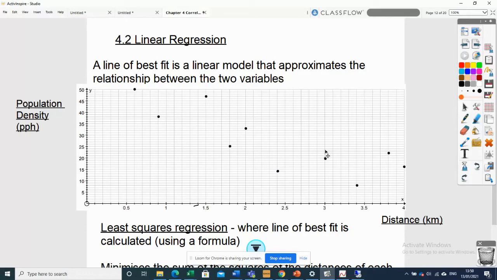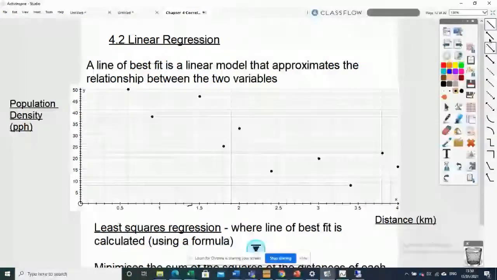Following on from 4.1 correlation, we're now going to look at linear regression. Okay, so linear regression is to do with lines of best fit. And a line of best fit is the linear model that approximates the relationship between the two variables in the question. Okay, so we looked at lines of best fit in GCSE.